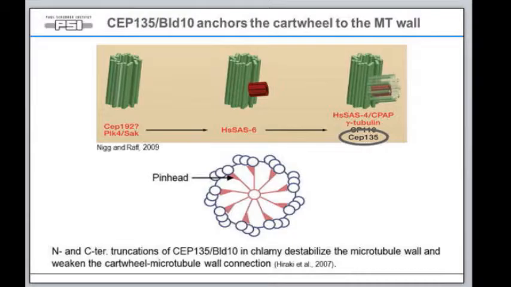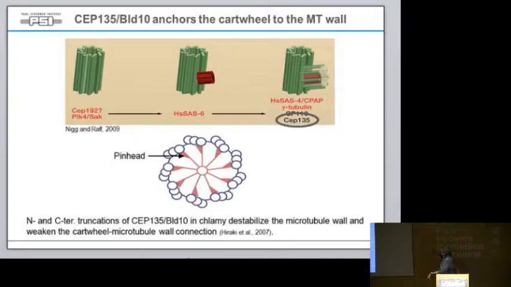And for this, we designed a new set of experiments in cells using Chlamydomonas. And this time, we combined mutations of SAS-6 with a mutant of CEP135, called Bld10 in Chlamydomonas, because it has been reported in the literature that in Chlamydomonas, this Bld10 molecule anchors the cartwheel to the microtubule wall. So it's important to establish this connection here. And perhaps it's by constraining this connection that we don't see the full effect that is observed in vitro.